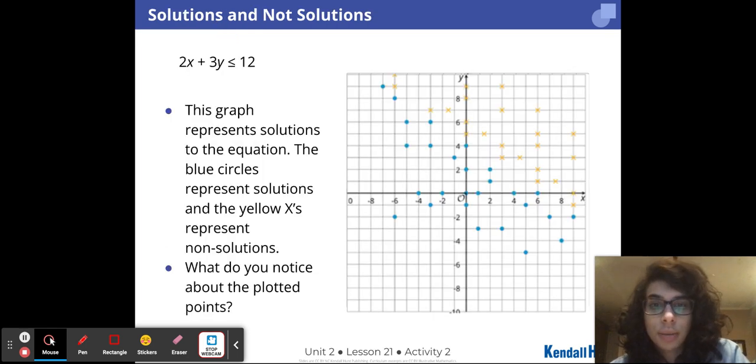So I want you to take a look at some of the solutions. This graph represents solutions to the equations. The blue circles, you do not have blue circles, but on here they're all blue circles, represent solutions. And the yellow X's, which should just be X's for you, represent non-solutions. I want you to tell me what you notice about the plotted points. I want you to give me a clear, obvious notice of what you have about the plotted points. Do not tell me some are blue. Do not tell me some are yellow. Do not tell me some are X's and some are dots. What do you see about the solutions to my inequality?